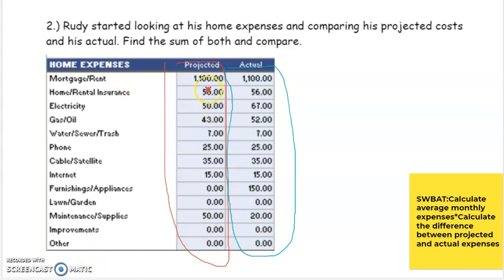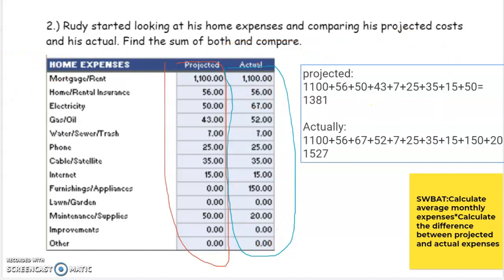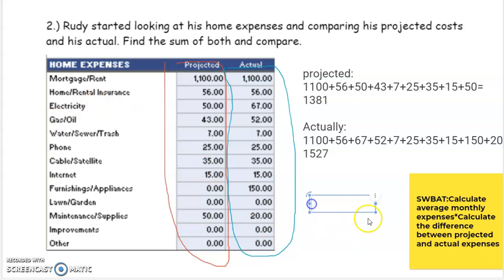So let's calculate how much I spent projected, or how much I was supposed to spend, versus how much I actually did. We're going to show that work right over here. So just by adding these two columns up, I can see that my projected cost should have been about $13.81. Rudy actually spent $15.27, so he did spend a little more than he was originally planning on.